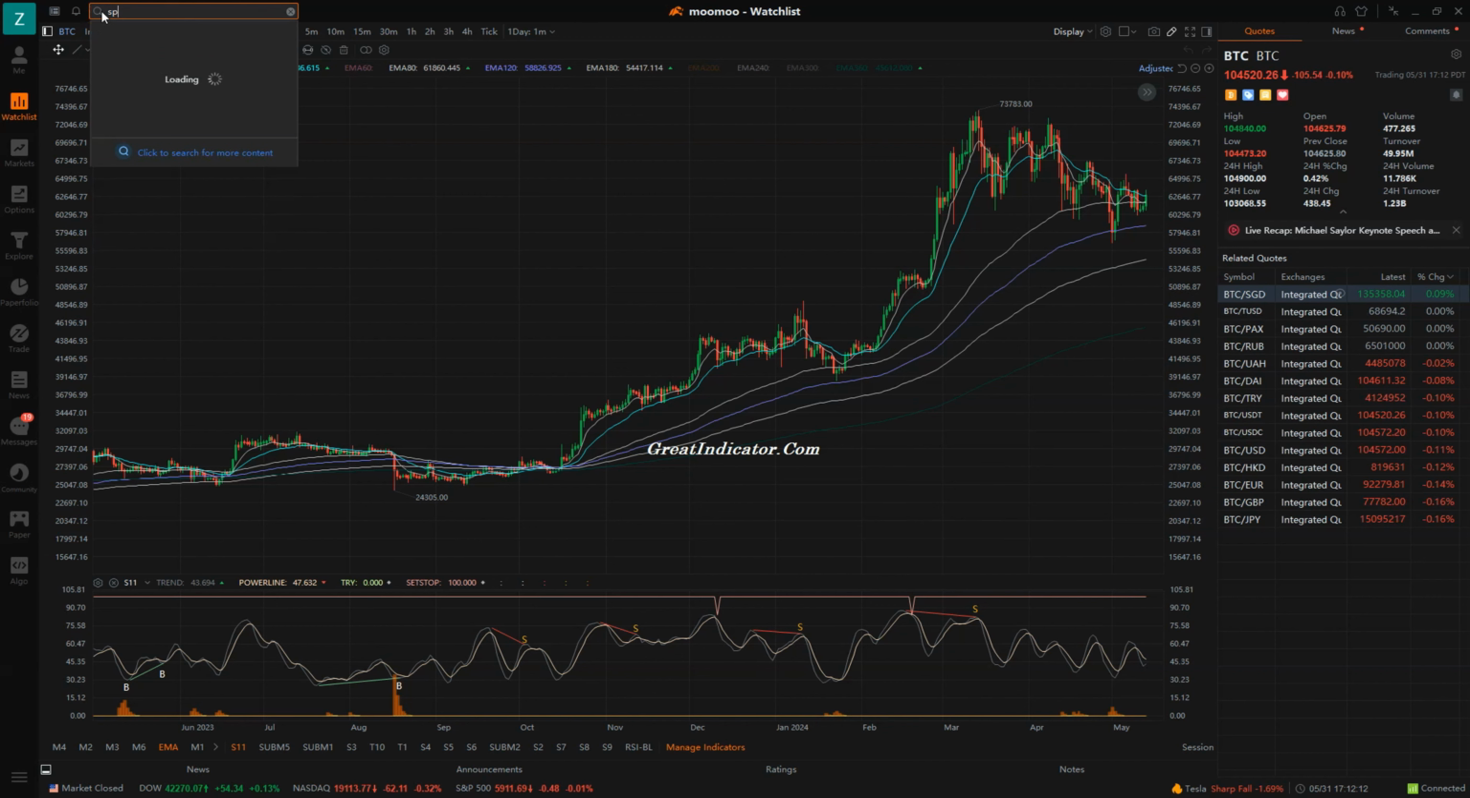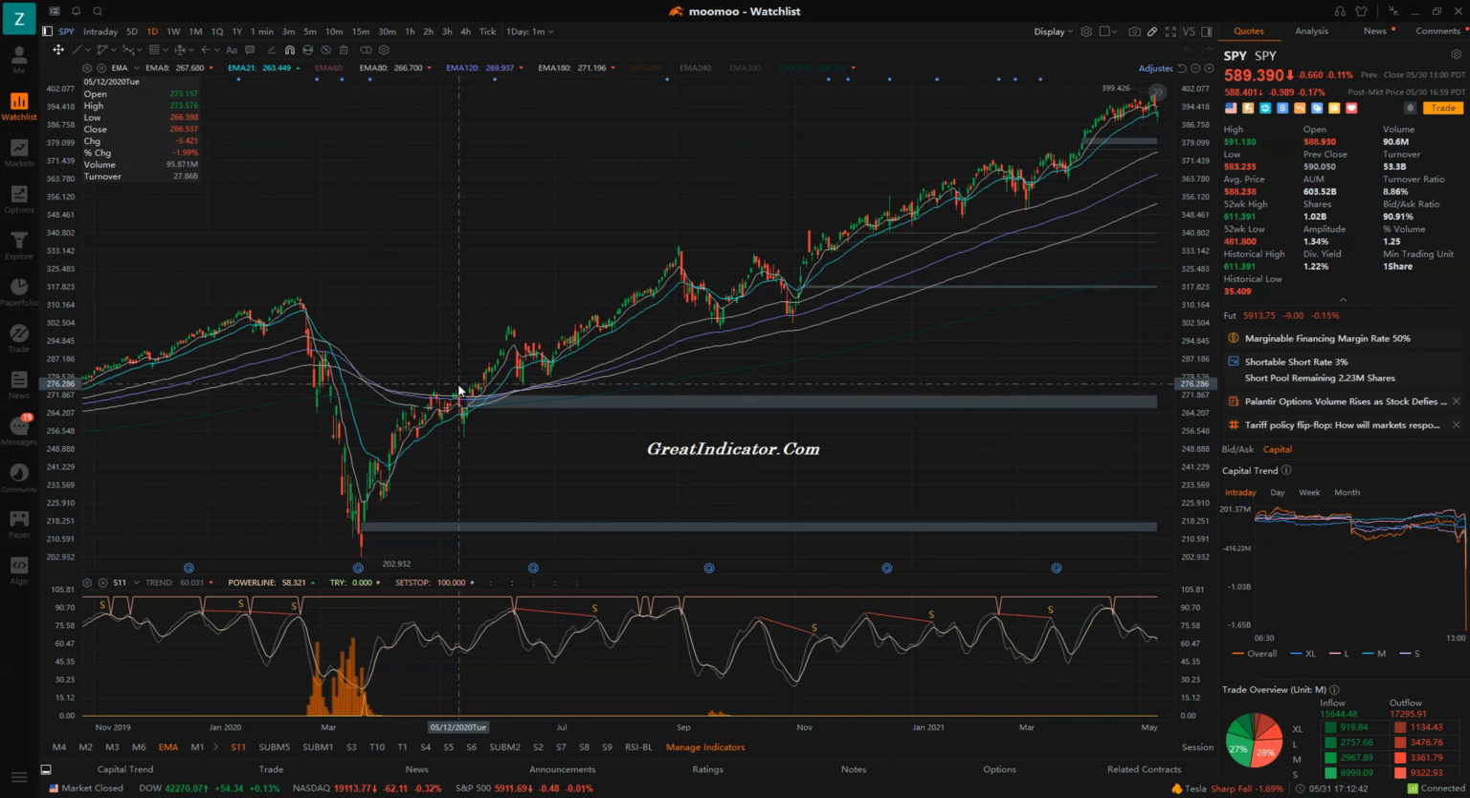Let's go back to the S&P. After a good rise in price, here forms a descending triangle. We set a stop loss here, and then the price fell quickly. So we protect our profits here.